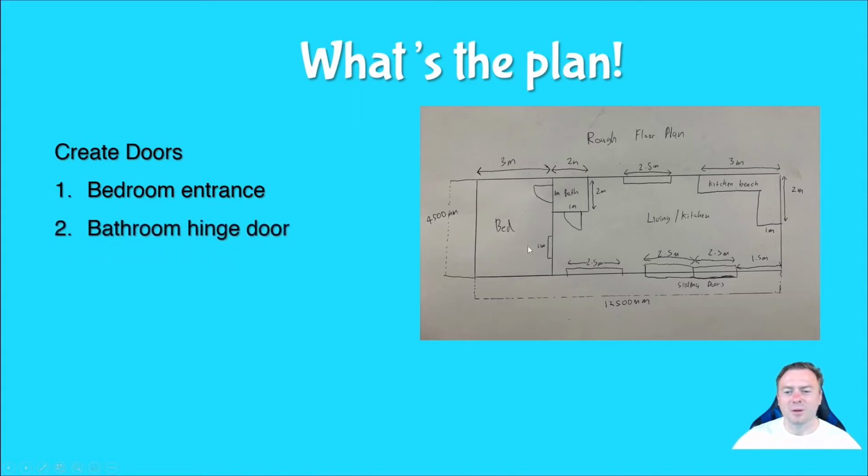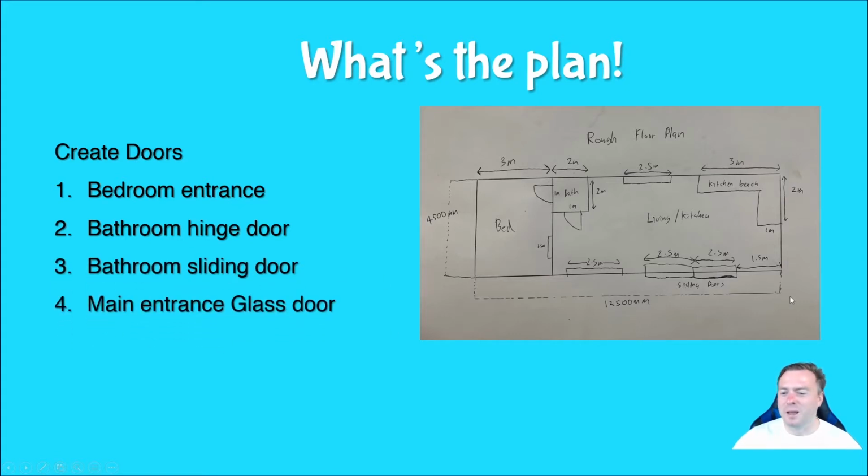The next one, then we're going to learn how to do a hinge door for the bathroom. We're then going to learn how to do a sliding door for this third option. And then we're going to learn how to do some main entrance glass doors over here. So there's a whole heap of different options that we're going to do. They're going to get progressively harder, but hopefully they'll build on the skills that you've seen before.